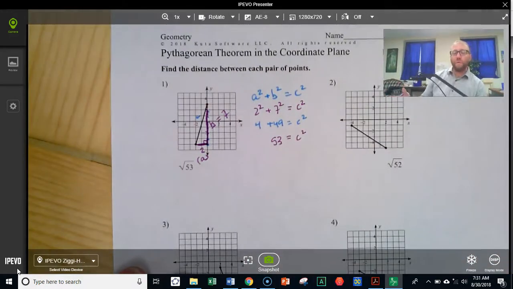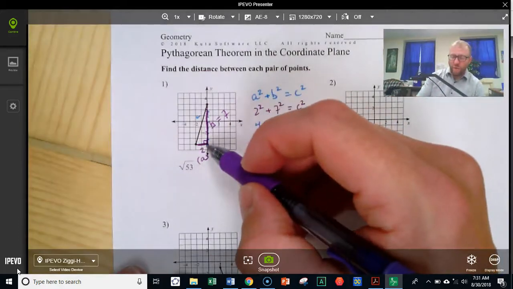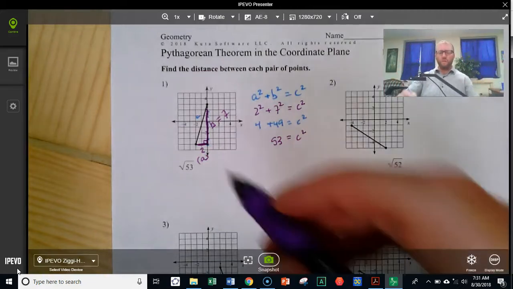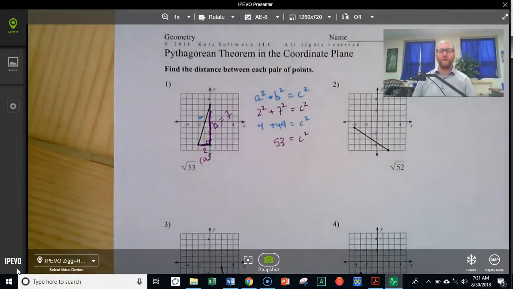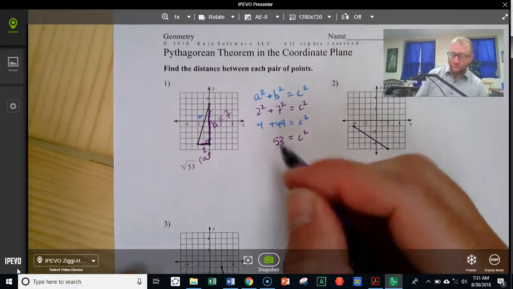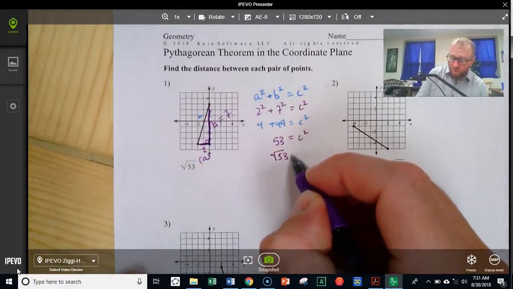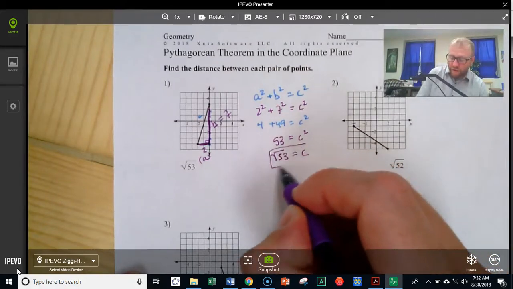And like we did before, 53 is C squared, but it's not C. It's not the actual length. I mean, that would be obvious. If this is 2 spaces, 53 would be huge, right? 53 spaces would be a giant number. This is clearly not 53 spaces. It's the square root of 53. So whatever number you'd have to multiply by itself to get 53. So we would say this is the square root of 53, and that's C.